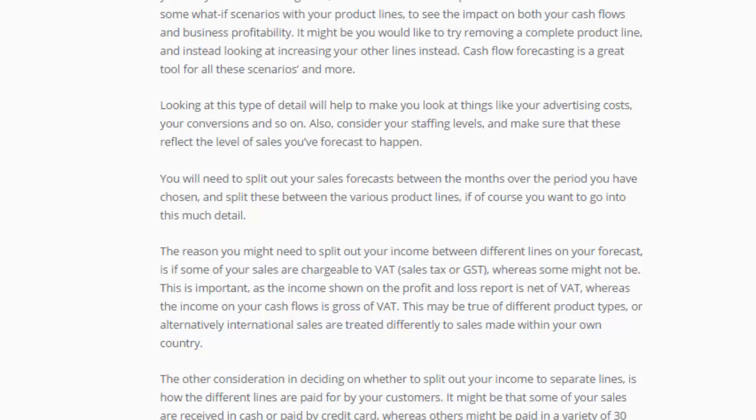So you'd only have to put all the numbers in and say whether it's vatable or not, and then all of the other numbers are taken care of for you on all the reports, profit and loss account, balance sheet, cash flow forecast, etc., etc. So you've got to make your decision as to which way you go.